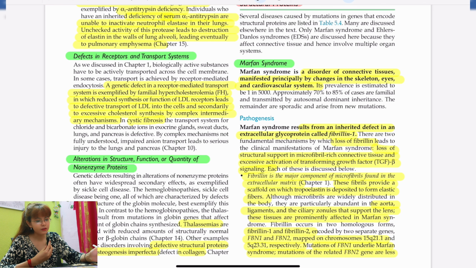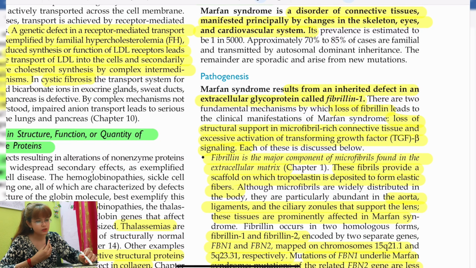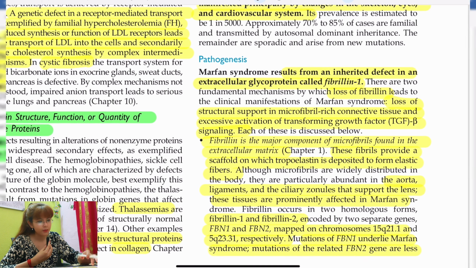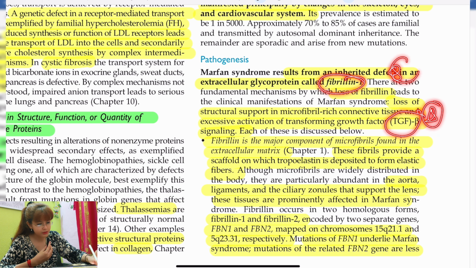Okay, so starting with Marfan syndrome, it's a disorder of connective tissues manifested principally by changes in the skeleton, eyes, and cardiovascular system. It is because of a defect in a glycoprotein, which is fibrillin 1. Now there's a loss of structural support in the microfibril-rich connective tissue or excessive activation of transforming growth factor, or TGF. So this is important.